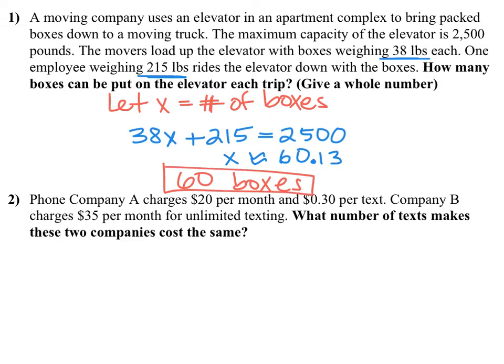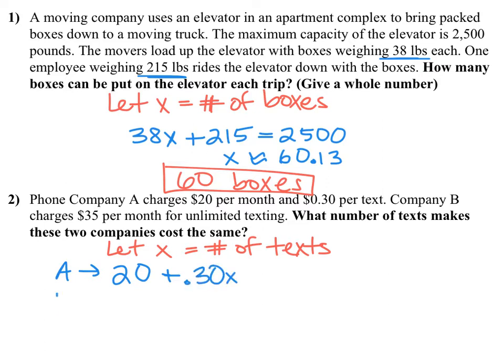Number 2, we're going to write expressions for both phone companies first. It says what number of texts makes these two companies cost the same. So we'll start by saying let x equal the number of texts. Okay, and now we'll write expressions for both. For company A, it's $20 per month and 30 cents per text. $20 happens once, no variable. 30 cents happens per text, so that gets a variable because it happens over and over and over.